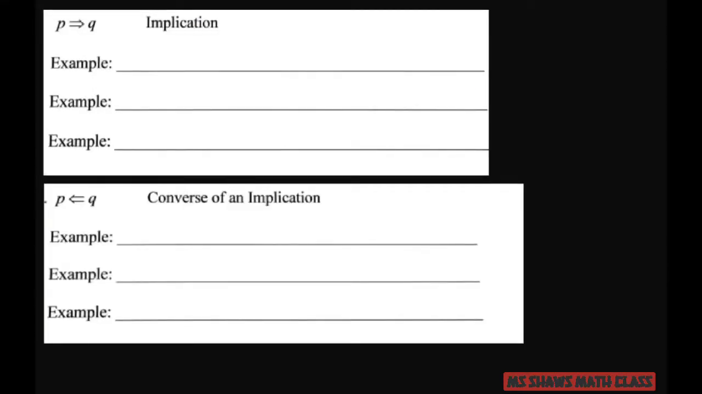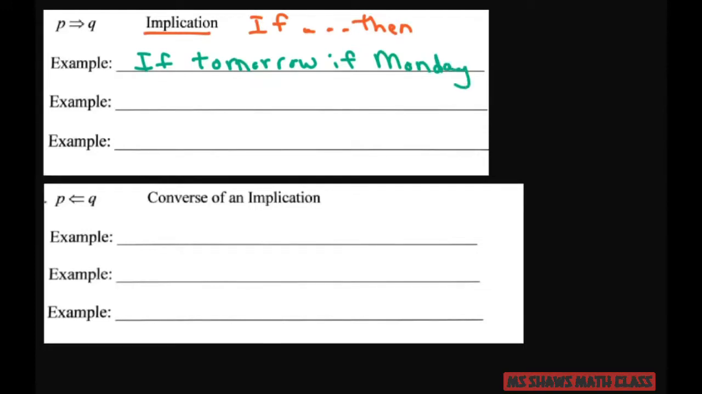Okay, implication is your if-then. You're probably familiar with it in geometry. It's called your conditional, but we're going to call it implication. So for this one, we're going to say, if tomorrow is Monday, that's your P, then today it will rain.